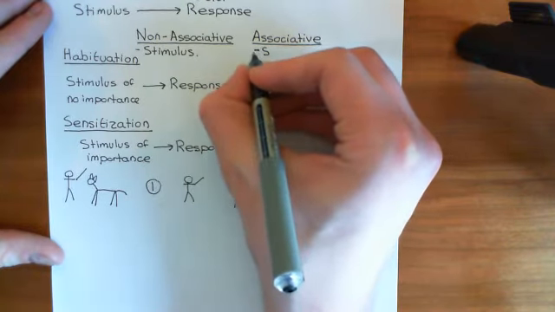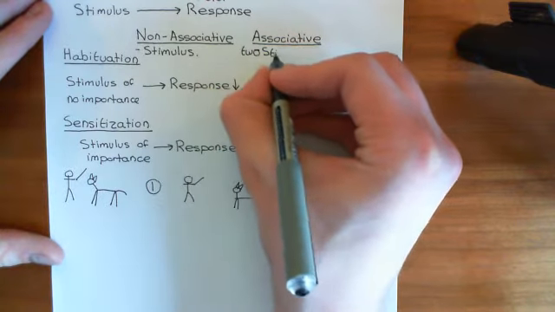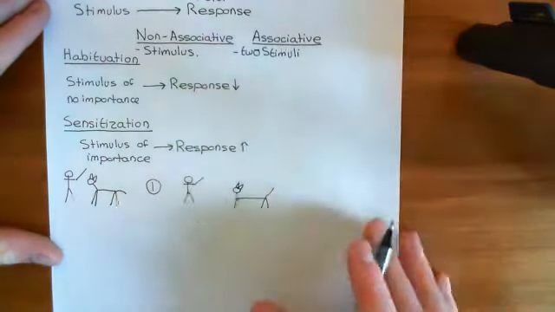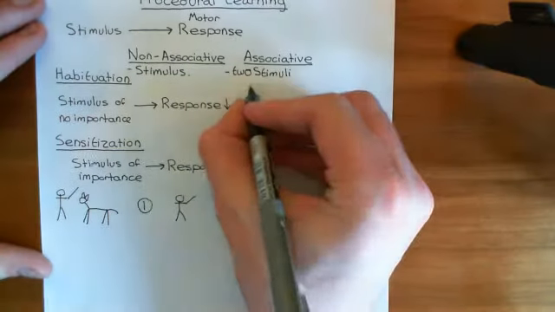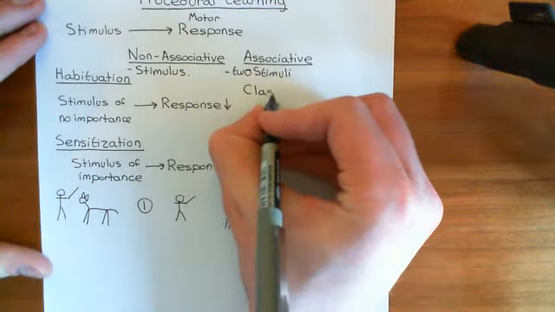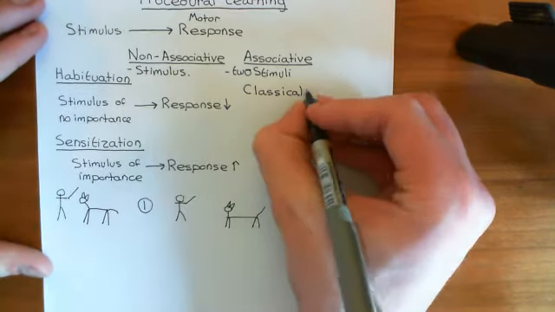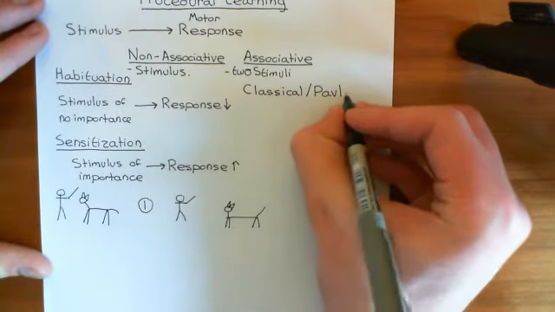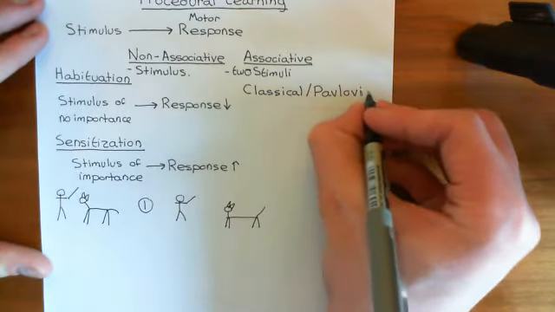Whoops, I've missed the two. How am I going to rectify that? I'll have to put it in like this: two stimuli. Okay, right. So we're going to start off with the most famous form of associative learning, which is classical conditioning. And I think classical conditioning is more classically called Pavlovian conditioning. So either classical conditioning or, whoops, what am I doing? Oh no, that is how you spell it.